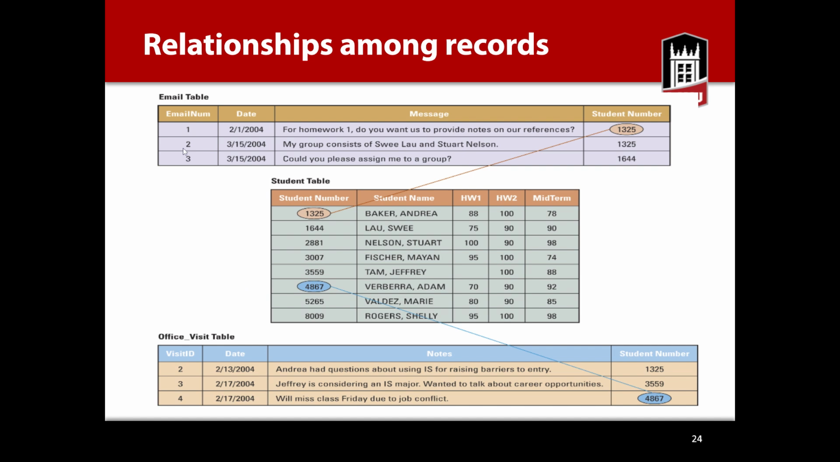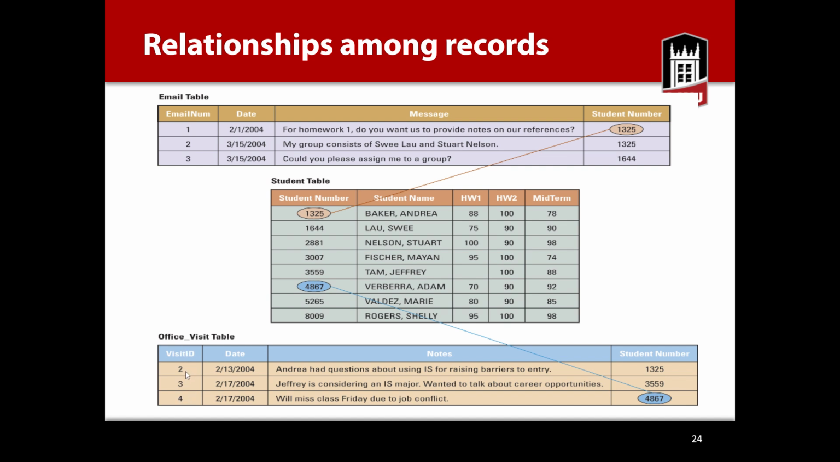Most likely a surrogate where a machine generated it to keep uniqueness to it. So every time an email is sent out, we have a unique number here. Same thing with student. Every student in our table, in our entity, has a unique number. And then lastly, office visit, same thing. Every time an office visit comes in, you have a unique number.